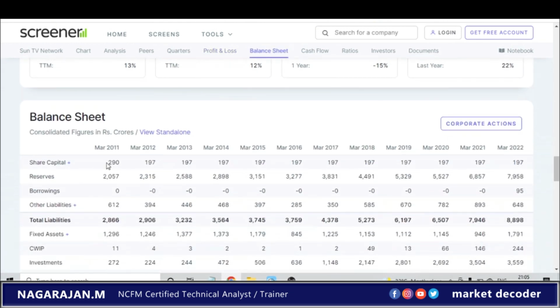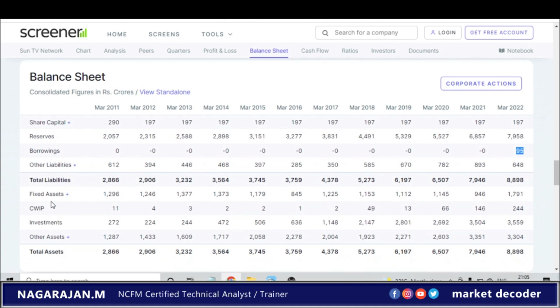The balance sheet is really good. So the balance sheet is not having any issues. They are maintaining very healthy reserves of 7,958 crores. There is very little debt. When compared to their reserves, this 95 crores is really nothing.